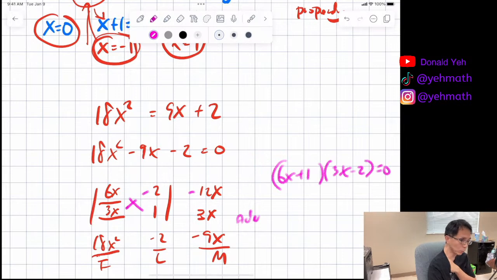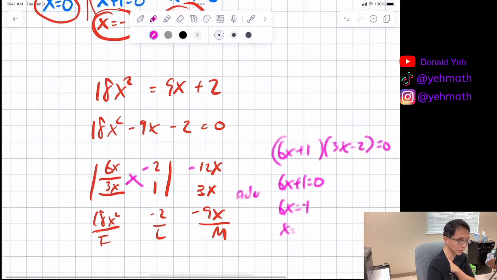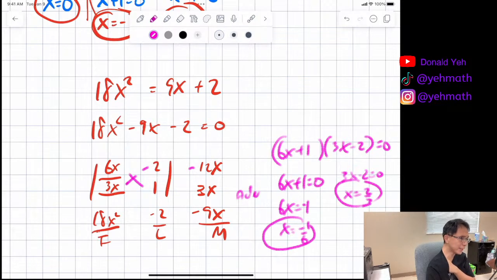Now, once you get to this, you have to set each factor equal to 0. 6x plus 1 equal to 0, 6x equal to negative 1, and x equal to negative 1 over 6. 3x minus 2 equal to 0, x equal to 2 over 3. Now, these are the two roots. If you use the quadratic formula, you're going to get the exact same thing. The quadratic formula deals with cases where it's sometimes not factorable. This one is factorable, so you can use this.